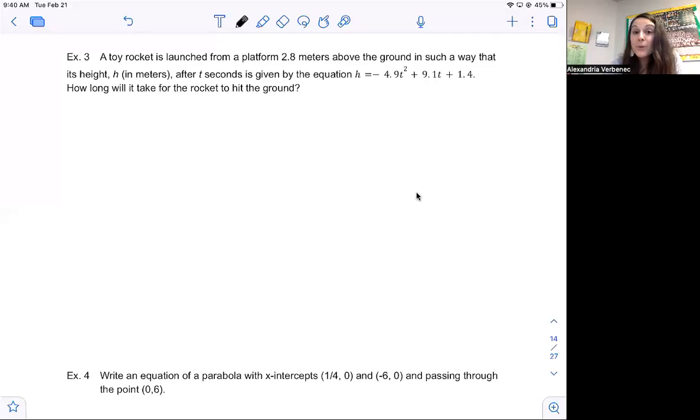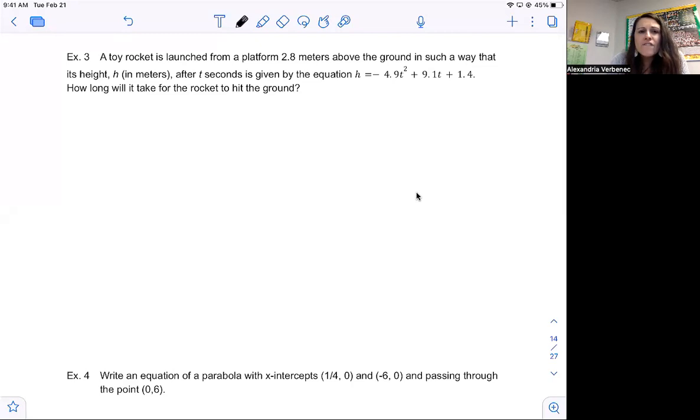All right, I'm on example 3. A toy rocket is launched from a platform 2.8 meters above the ground in such a way that its height h in meters after t seconds is given by the equation h equals negative 4.9 t squared plus 9.1 t plus 1.4. How long will it take the rocket to hit the ground?